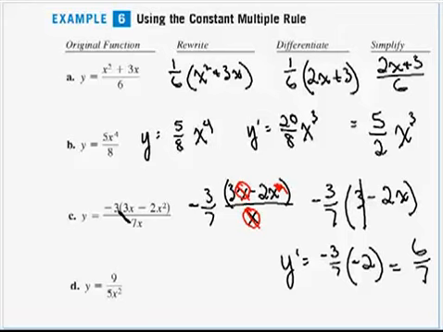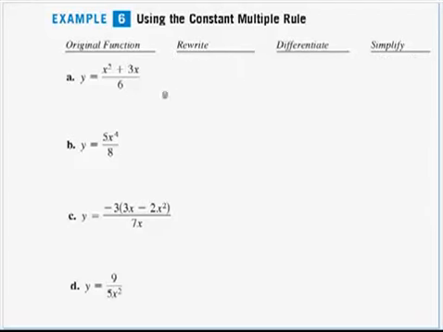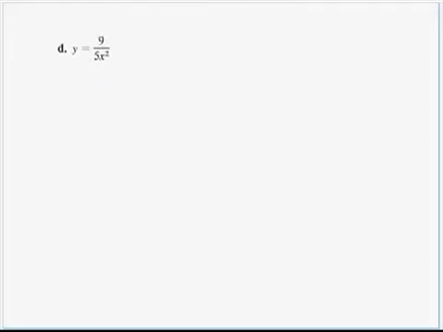Okay, one more example here, and then we'll call it quits for this video. Clean a little room up here. Letter D, 9 over 5x squared. And might as well move it up since it's the last one. Again, the 9 and the 5 we can pull out front. 9/5. But what do we do with that x squared?